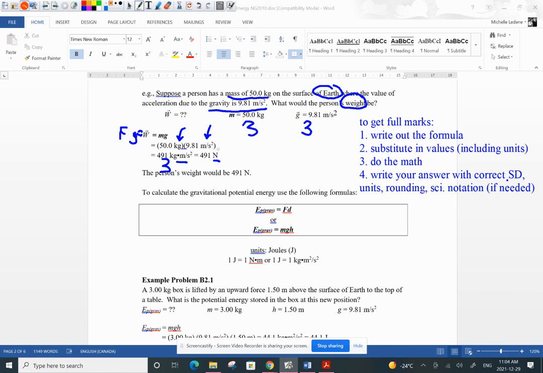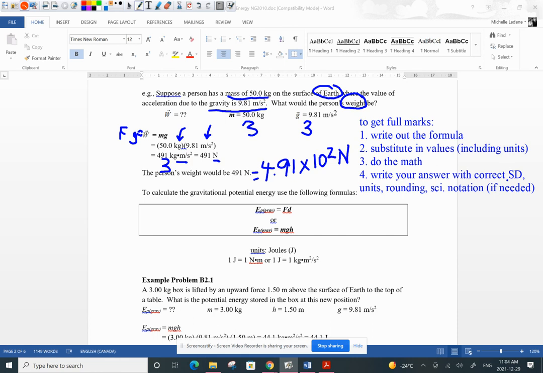Remember, that's a derived unit. Rounding, we didn't have to round that one, we're all good. This one, you can always do scientific notation. If you would like to instead write this as 4.91 times 10 to the 2 newtons, that is always acceptable to write in scientific notation.